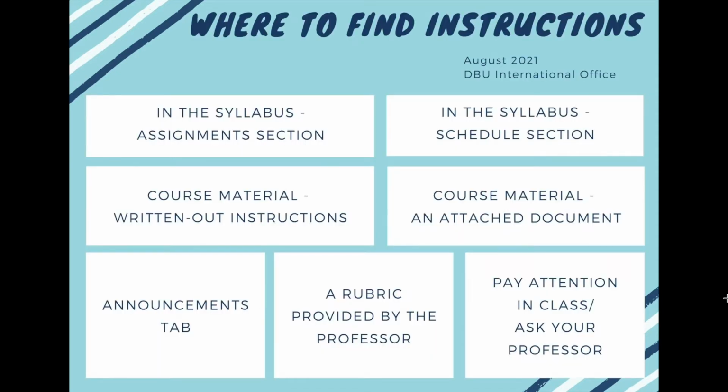Here's a quick overview of my favorite 7 places to look for instructions. As you can see, 2 of them are in the syllabus, 2 are in the course material section, and the other 3 are in announcements, a rubric, and in class. Let's look at them in more detail.